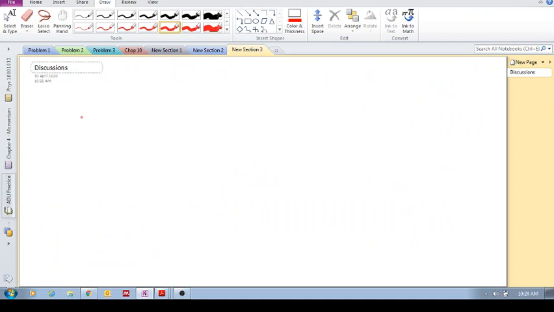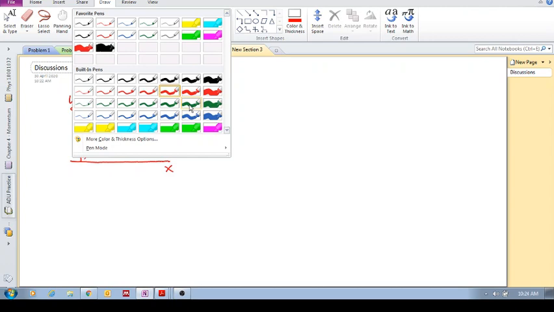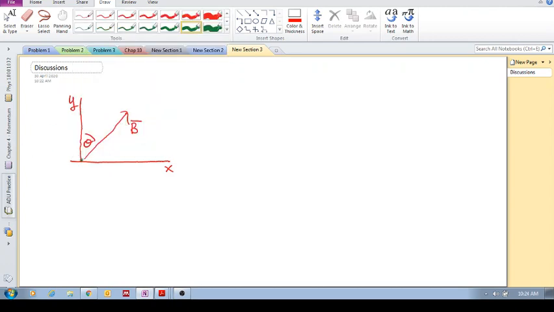Let's redo this here. You've got y, you've got x, there's your b vector, there's your angle. Remember, there is your by vector, the y component of this vector. And that is your bx vector. You can also draw that there. There is bx. And remember, this b vector is made up of two components, one in the x, one in the y, and it looks like this: bx plus by.